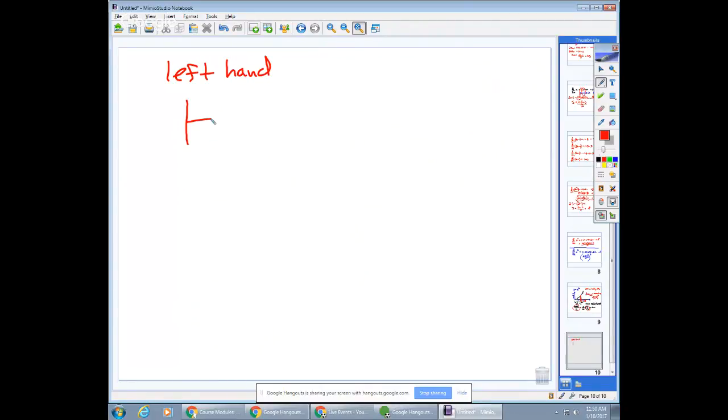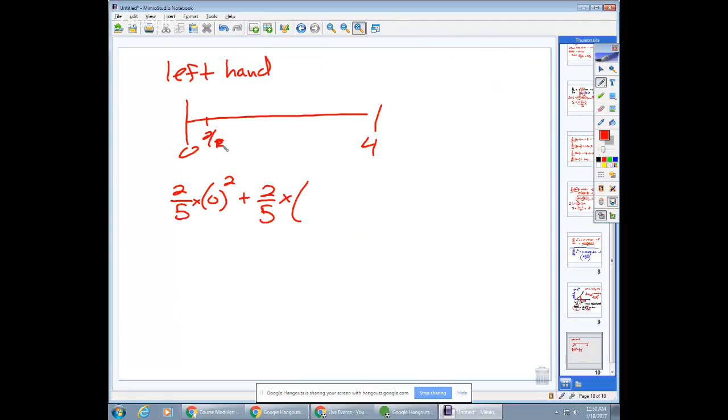And so on that interval from 0 to 4, what's the leftmost endpoint? 0. Yeah, so the first height is going to be, the base is always 2/5, and the first height is 0 squared. Then I slide over how much for the next interval? Another 2/5. So the next one is going to be 2/5 for the base times the height. Well, the next x value over happens to be 2/5. But to get the height, I have to square that sucker, right?